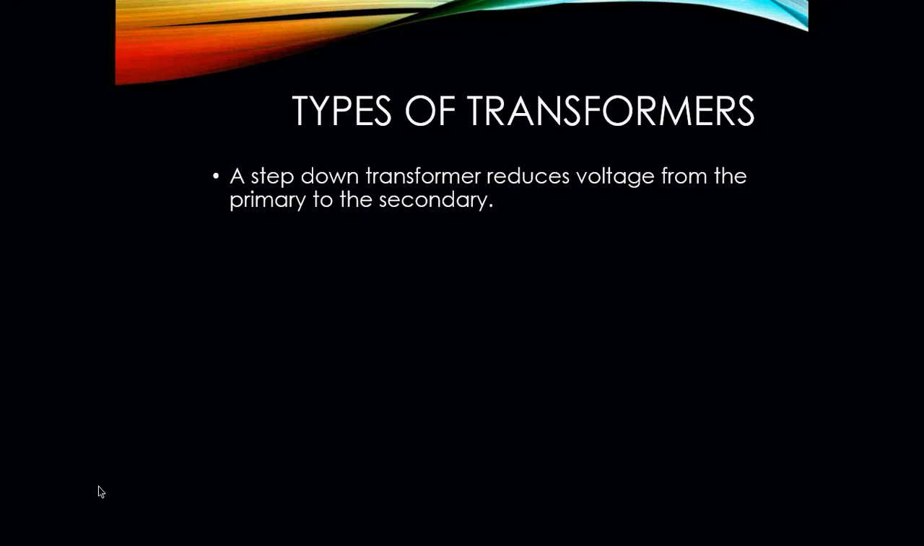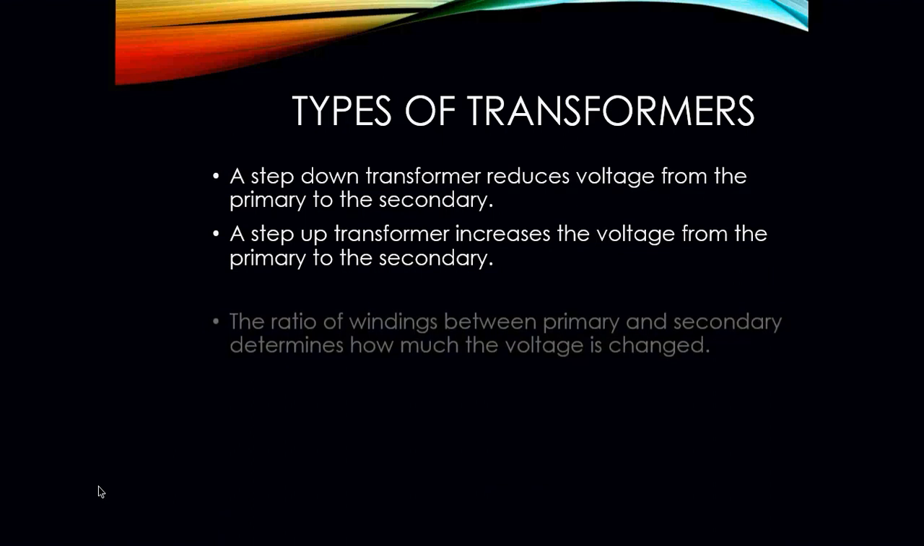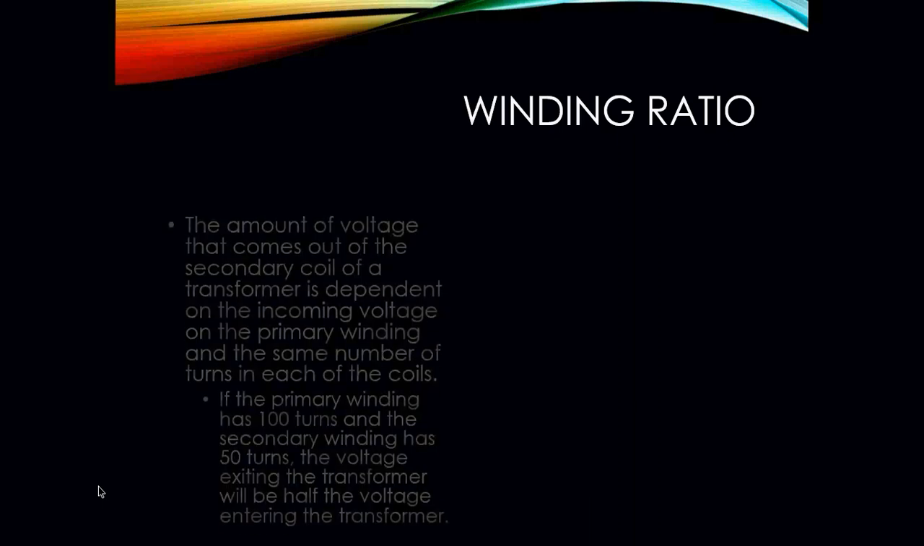We have types of transformers that are out there. We have step-down transformers, which reduce the voltage from the primary to the secondary. We have step-up transformers, which are going to increase the voltage from the primary to the secondary. And the ratio of those windings between the primary and the secondary determines how much the voltage is going to be changed.